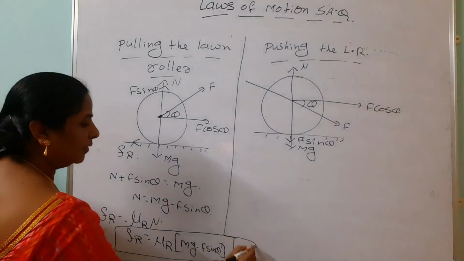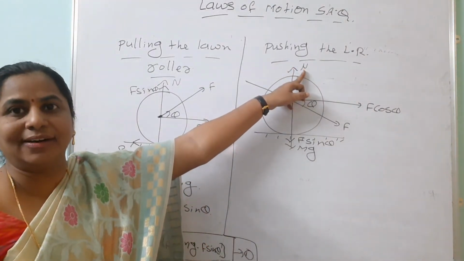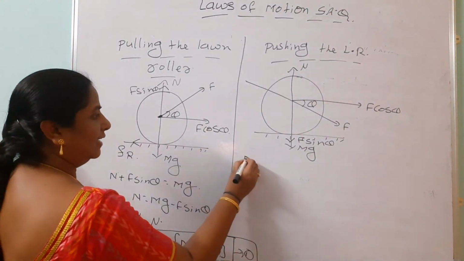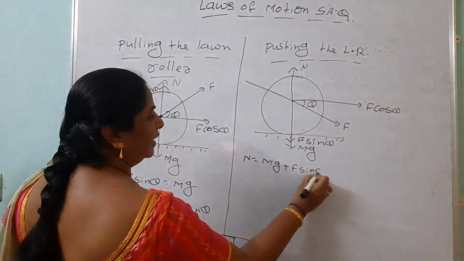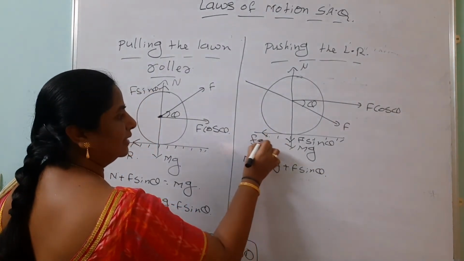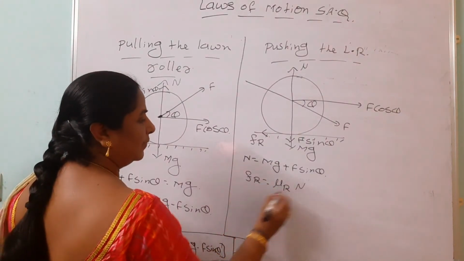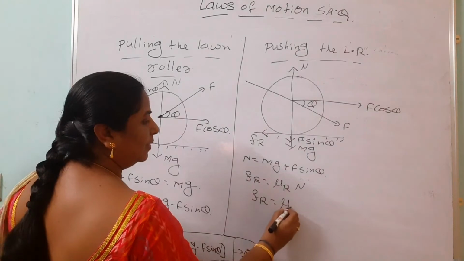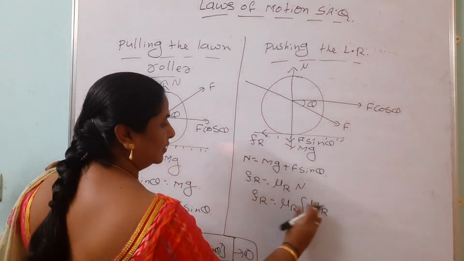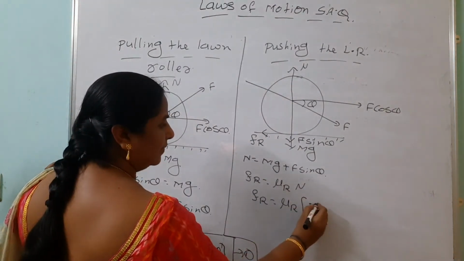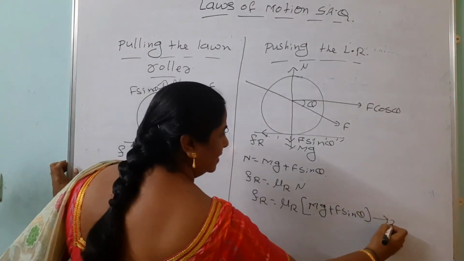Then come to the pushing side. So here also only one force is acting upward, that is the normal reaction. So we can write N equals mg plus F sin theta. Where is the rolling friction? Here it is like this. So Fr equals, what is the formula? Mu r into N. Then Fr equals mu r into, instead of N, mg plus F sin theta. Now you see, this is equation number 2.